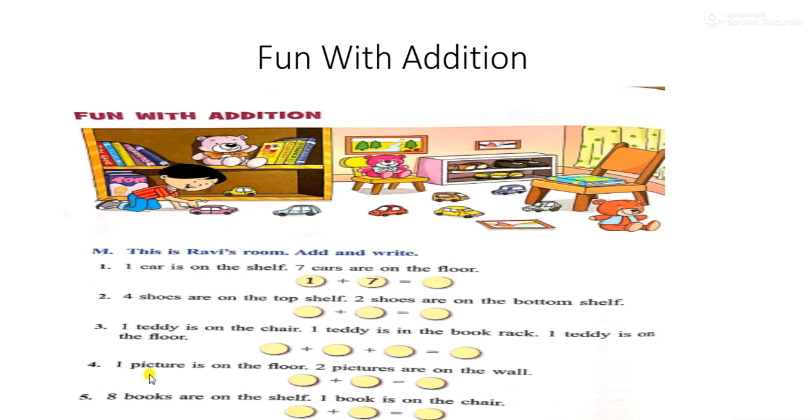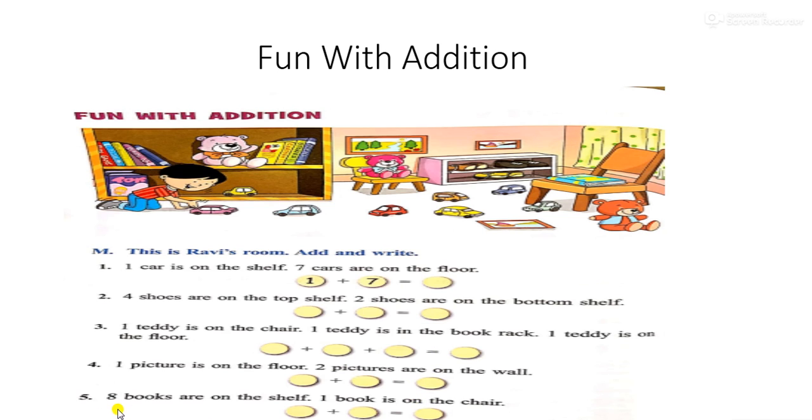Then fourth one, 1 picture is on the floor, 2 pictures are on the wall. See, look at the picture here. Yes, this is a picture on the floor. This is the first. Then 2 pictures are on the wall. Yes, 2 pictures. 1, 2. Yes, 2 pictures are on the wall. So total how many pictures are in the room? Yes, you have to write the numbers, first 1 plus 2. So total how many pictures are in the room? Yes, you have to count the pictures and write the answer here.